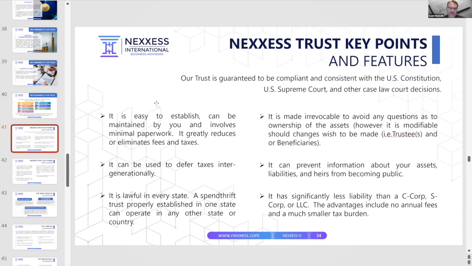Here's some key features of the trust. It's easy to set up, can be maintained by you, involves minimal paperwork. Your life is so much more simple with the trust. You don't have to set up an LLC, or worry about a large lawsuit coming. You don't have to report to the state every year. I just got a letter the other day from the state: I didn't send in my report, and now they're going to forfeit my LLC or something. You don't get those letters, okay?